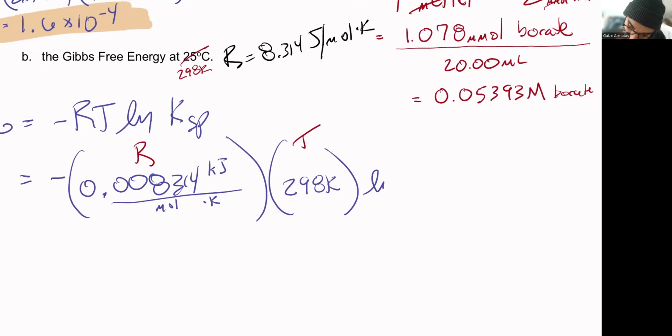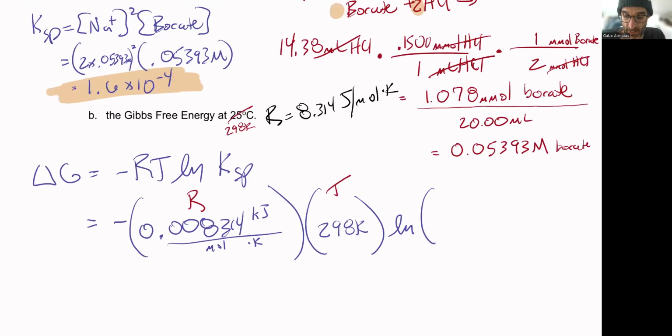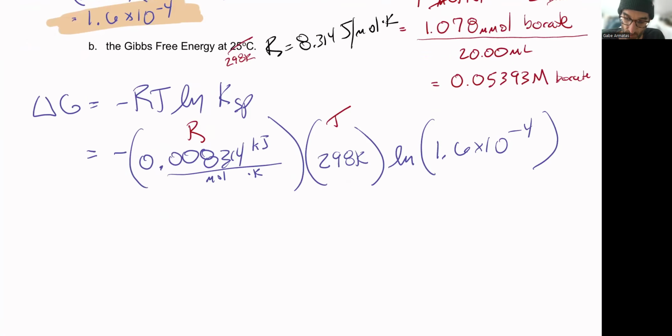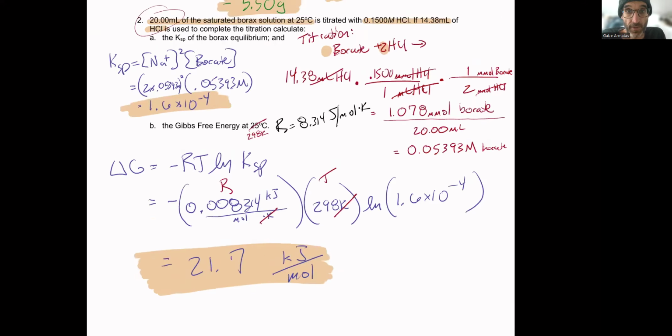Natural log of my KSP, which is above, 1.6 times 10 to the negative 4. And off we go. So this math is pretty straightforward. Kelvin is going to cancel. My unit should be kilojoules per mole, and you end up with 21.7 kilojoules per mole when you do the delta G calculation. And it should be positive as well. Okay, so there's the calculations done for that next step.